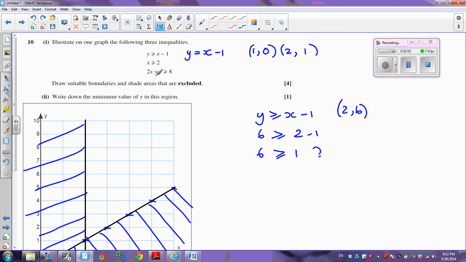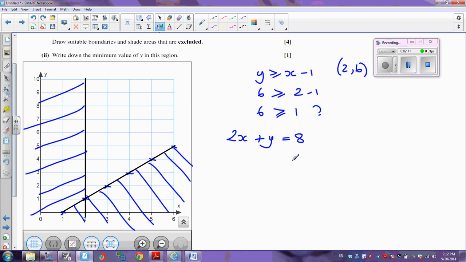Okay, I'm then going to draw the line 2x plus y equals 8. Now, the easiest way to draw that type of line, rather than using gradient and intercept, is to find out where the line cuts the axes. So I'm going to put x equals 0 into this equation. Well, when x is 0, this disappears because 2x is 0, and I'm left with y equals 8. So the line goes through 0, 8.